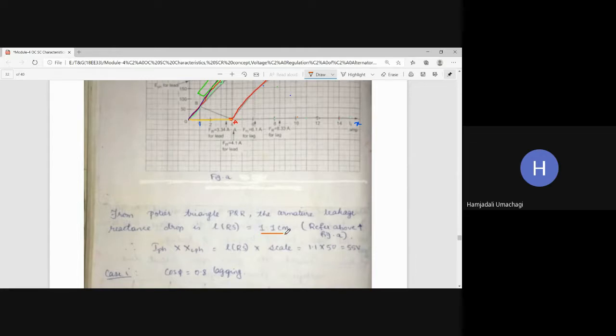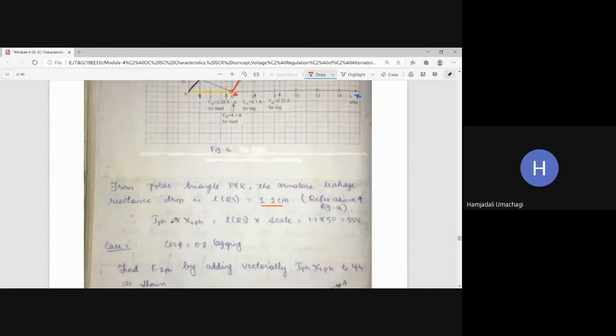Armature leakage reactance drop means IA into XL. So here in this ZPF test, we are separating a resistive drop and a reactive drop. In the EMF method, we consider it directly as IA into XS. XS means the sum of XL and XAR, where we treat both XL and XAR as EMF quantity, which is not a true fact. Here in the ZPF method, that synchronous reactance XS, the sum of XL and XAR, we are separating.